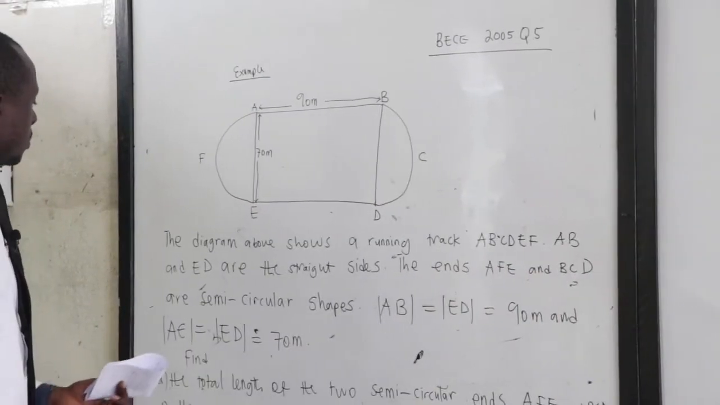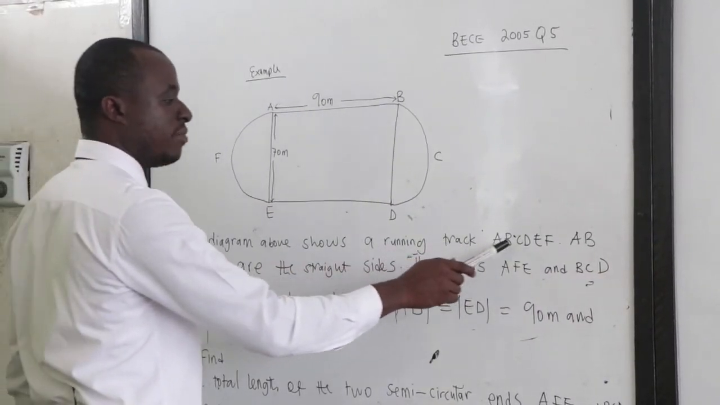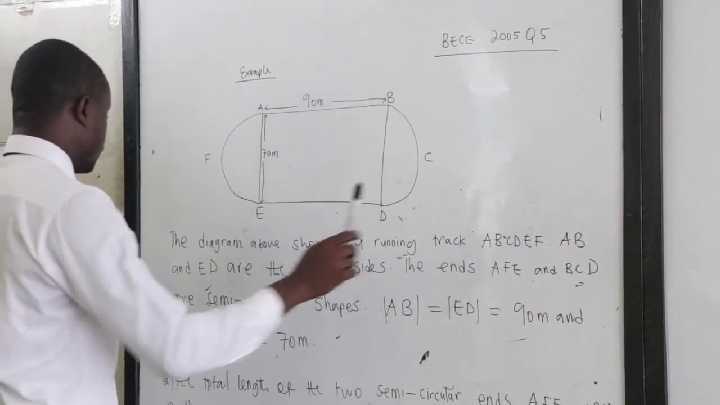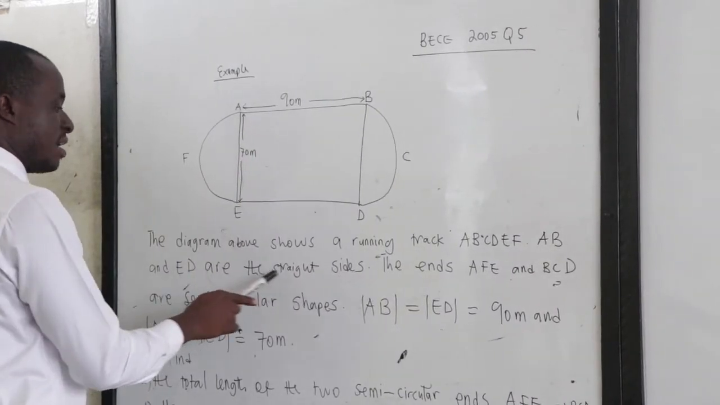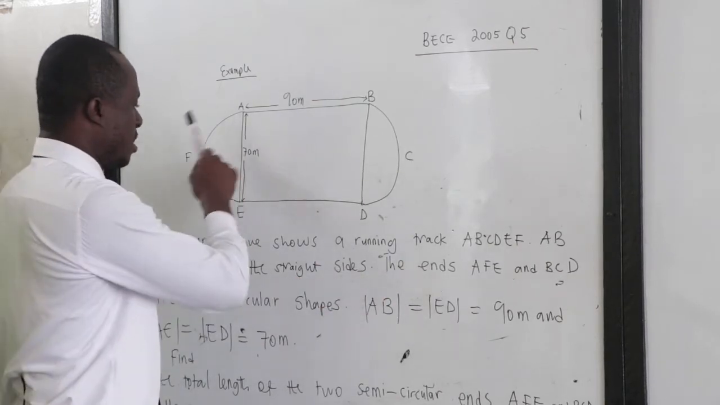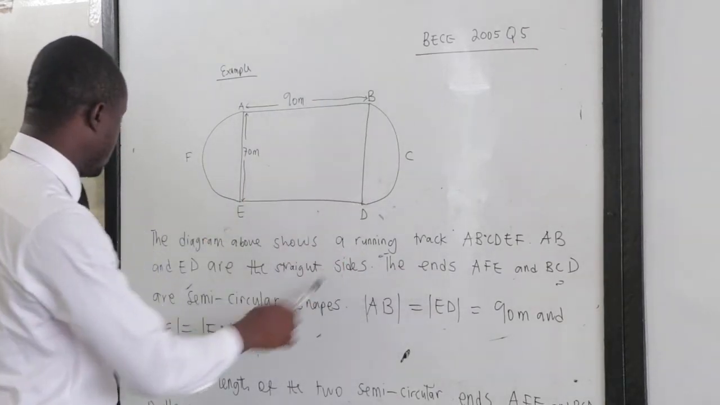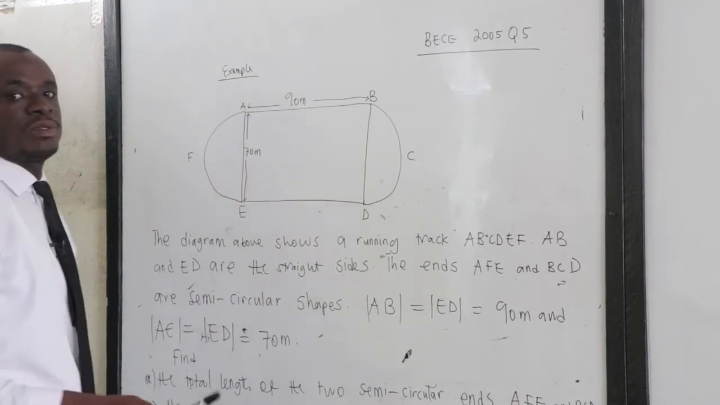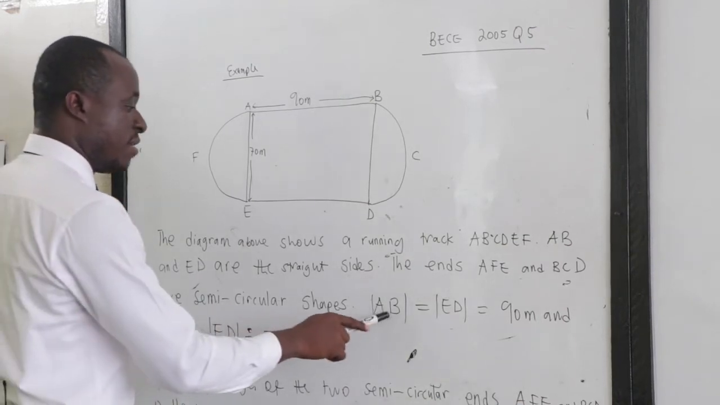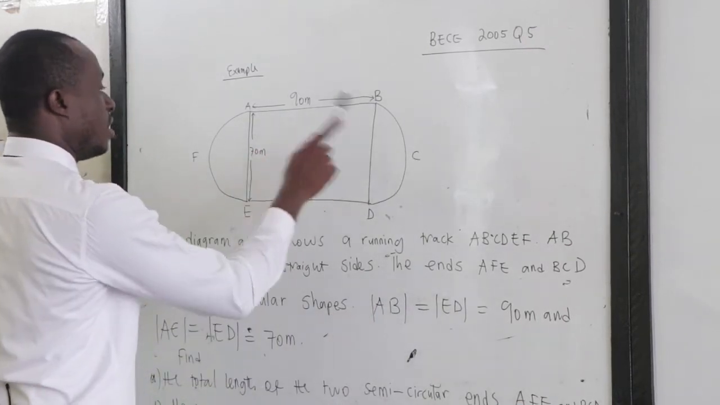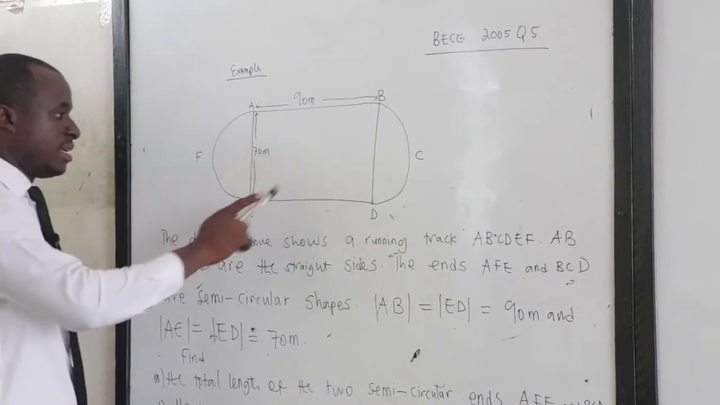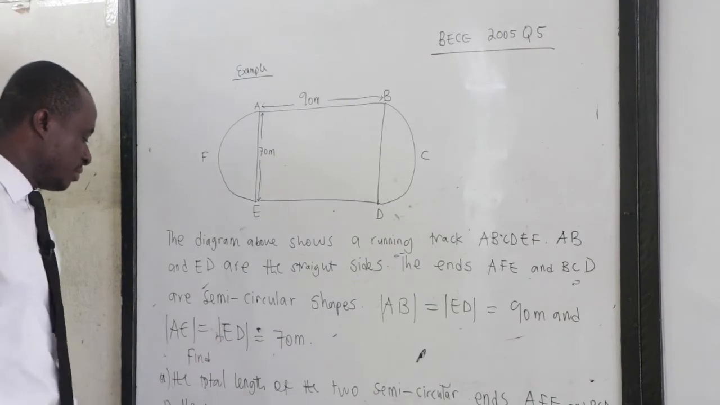Now let's consider this example. The diagram above shows a running track A, B, C, D, E, F. AB and ED are straight sides. The ends, that is AFE and BCD, are semicircular shapes. AB is equal to ED, which is 90 meters, and then AE is the same as BD, which is equal to 70 meters.